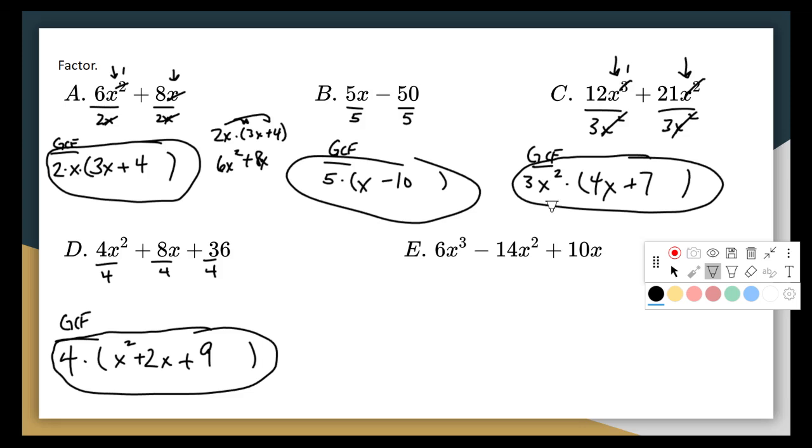In letter E, 6x to the third minus 14x squared plus 10x. GCF. 2 goes into all three of these, 6, 14, and 10. First term has 3 powers of x, second 2, third 1. I can take out 1 power of x.